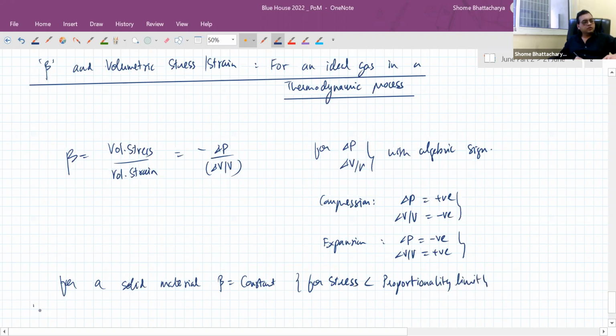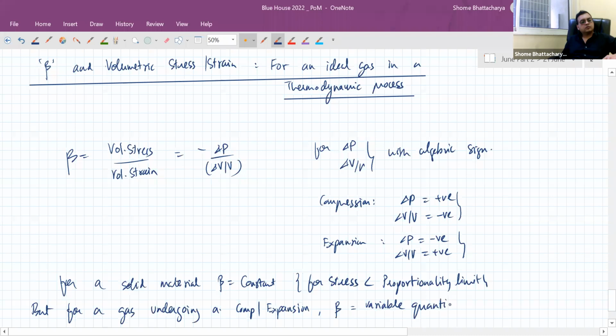But for a gas undergoing a compression or an expansion, this Bulk's modulus is a variable quantity. And this variable quantity depends on two things.